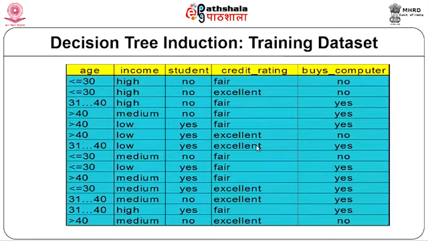If you look here, if it is lesser than or equal to 30, and he is not a student, he does not buy a computer. You are not looking at the other attributes. You do not know whether he buys a computer in other cases, but if he is not a student, he does not buy a computer. Similarly, if he is a student, he buys, but if he is not a student, he does not buy.